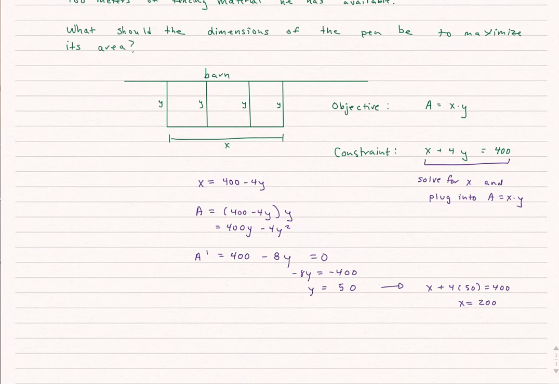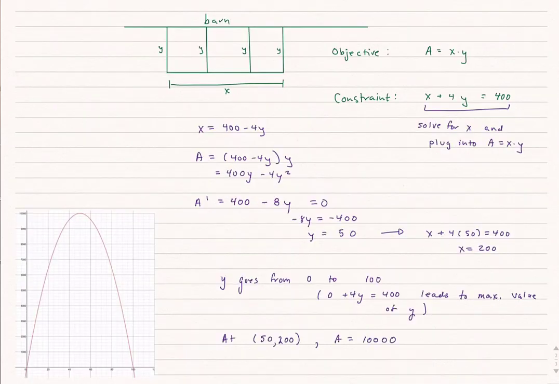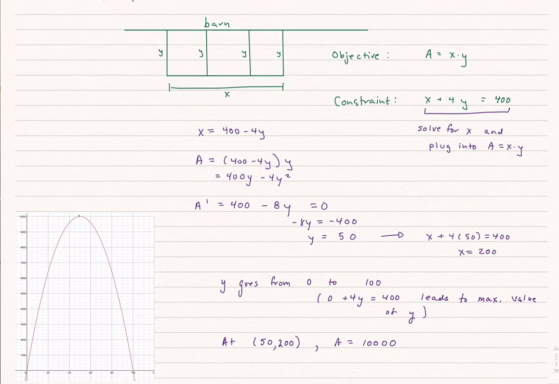If I want to graph this, I'm going to have to think about what the domain of this function is. That is, what are my values of y that are allowed? I know that y can go from 0 to 100. I get the 100 from setting x equal to 0 in the constraint and solving for y. At my maximum point, 50, 200, the area is 10,000, so that gives me my window in which to graph. And if I look at my graph, I do in fact find that my maximum value is there.